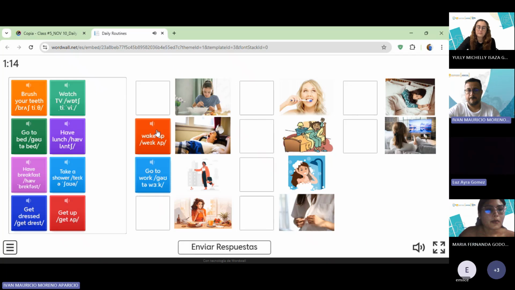Okay. Ahí es donde me confundo entre despertarse y levantarse. Okay, wake up has a little difference, because get up is to get out of our bed, okay? And wake up is like, okay? Brush your teeth.